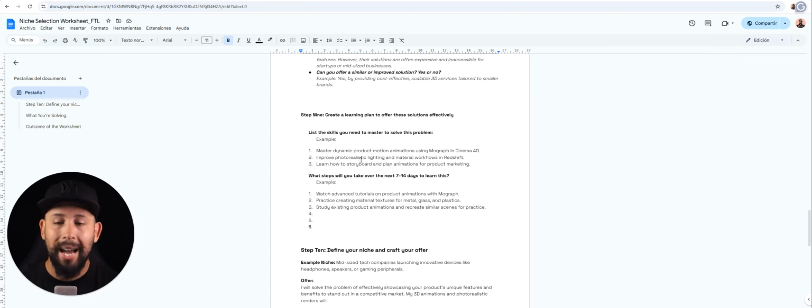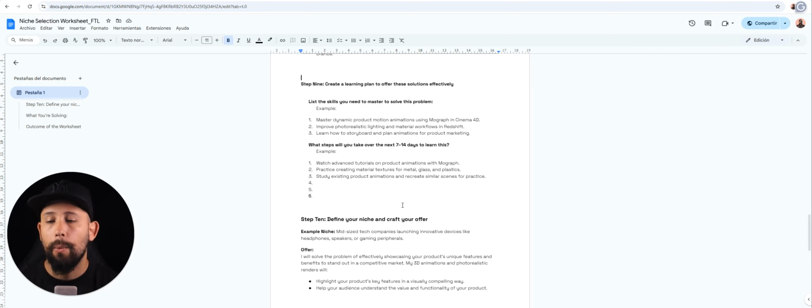Improve photorealistic lighting and materials workflow in Redshift, right? Remember, these are examples. Learn how to storyboard and plan animations for product marketing. If that's a skill that you don't have, you can learn that skill. Okay, so what steps will you take over the next 7 to 14 days to learn this? So you know what to learn. Now you need to make a plan in the next 2 weeks to learn this.